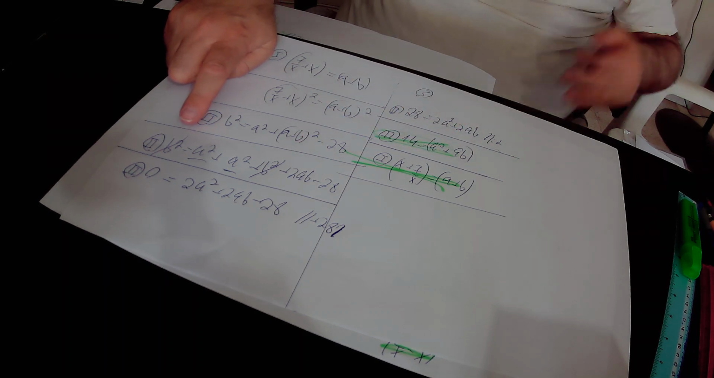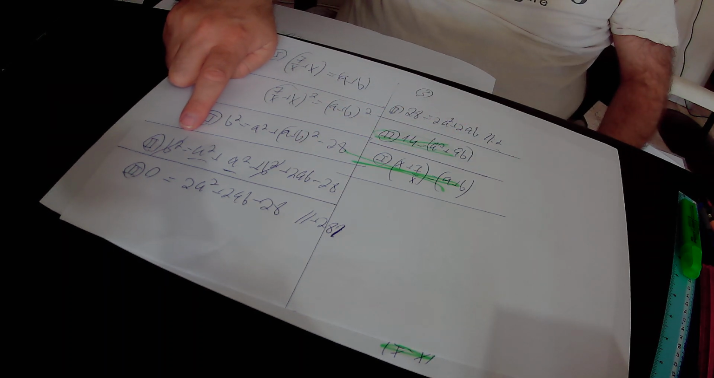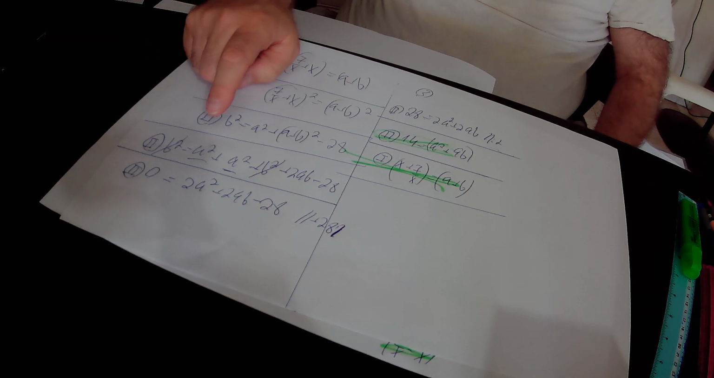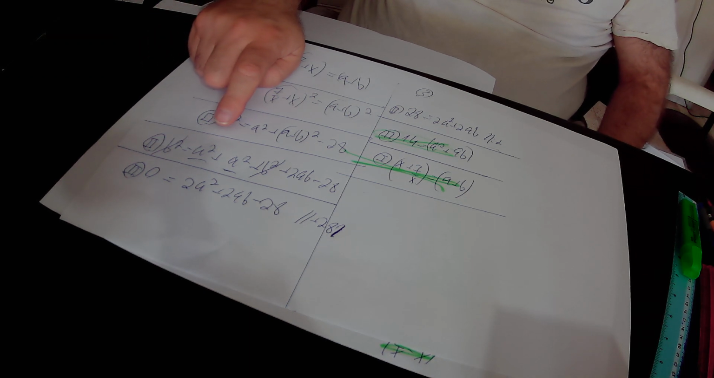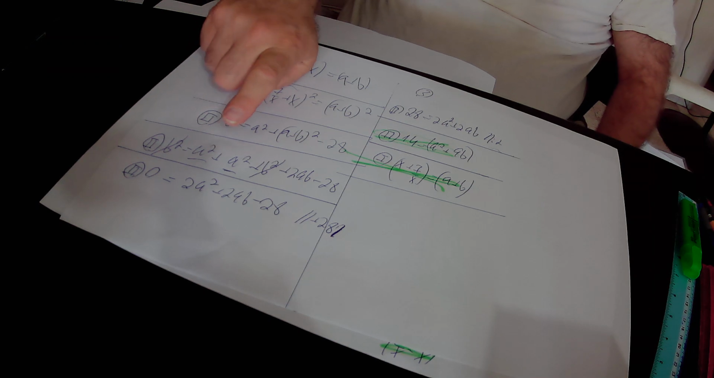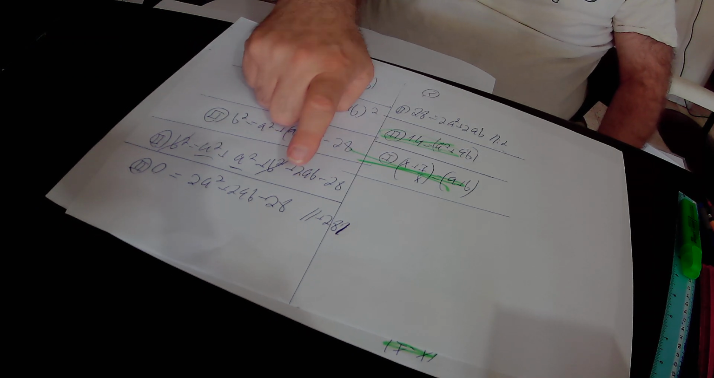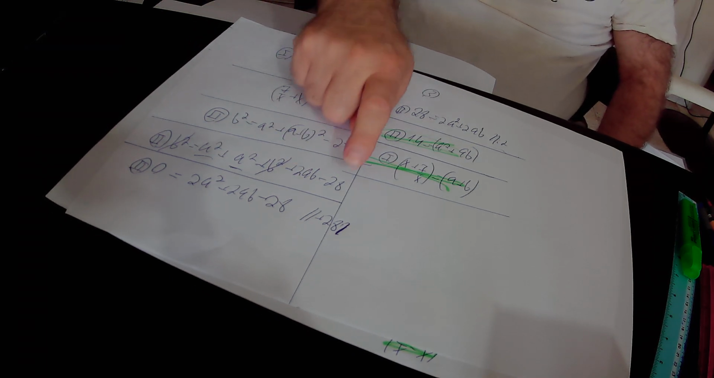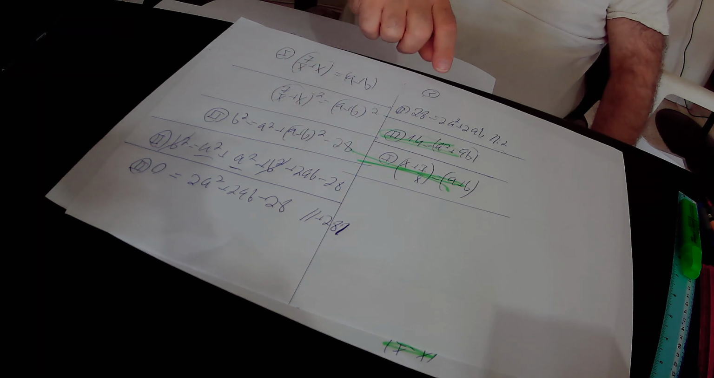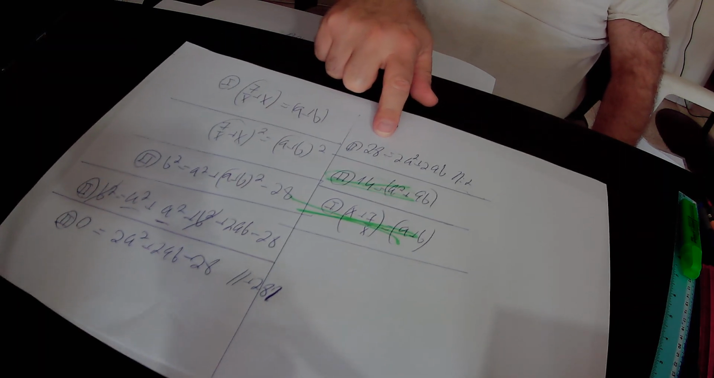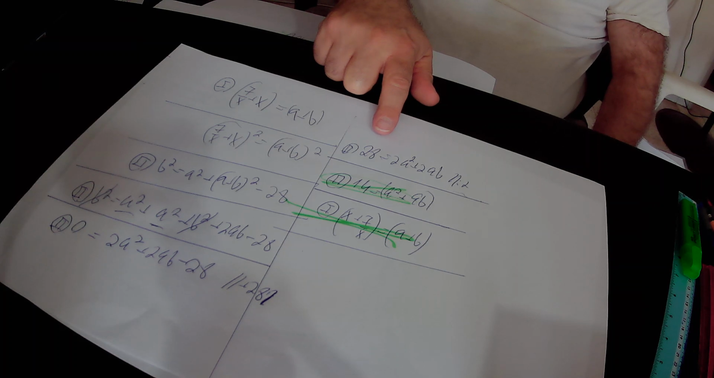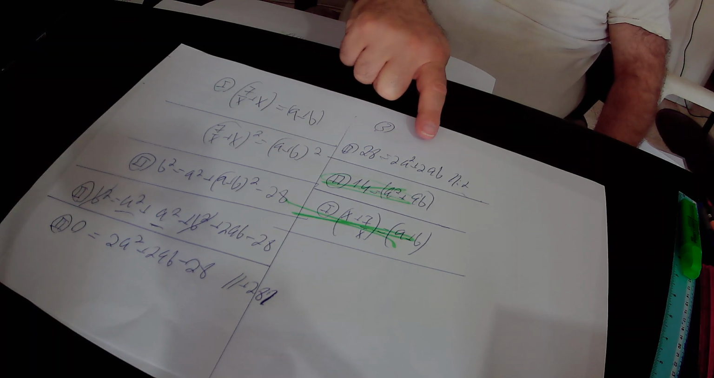After we cancel b squared, on this side of the equation we are left with nothing, that is to say 0. On the other side of the equation we have a squared plus a squared, that is 2a squared, plus 2ab minus 28. Here we added 28 to this equation 2, and found out actually that 0 plus 28 is 28. On the other side of the equation we have 2a squared plus 2ab.